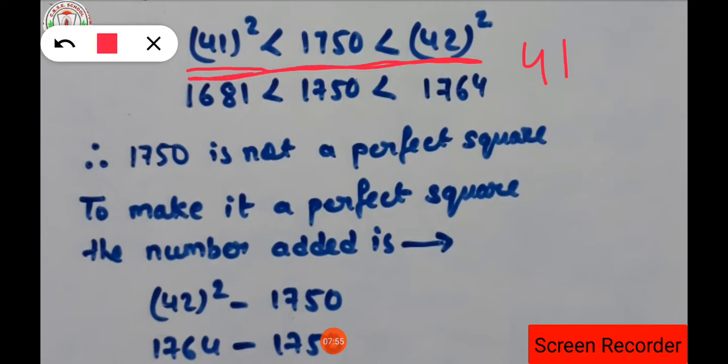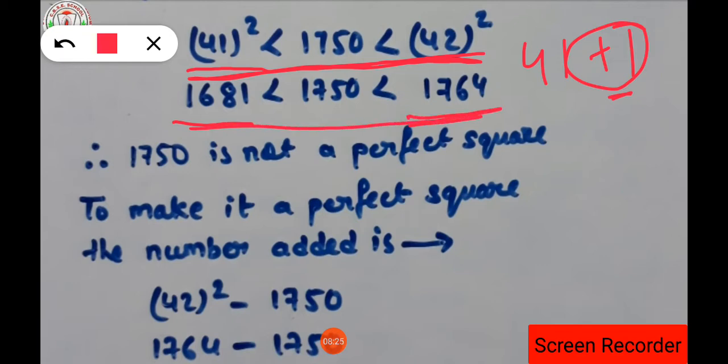Now we are going to find the square of this number. Why are we taking 42 here? Because 1750 will be greater than 41 square but less than 42 square, not more than that. That's why we are taking one step above it. Okay, so the square of 41 will be how much? 1681, and the square of 42 will be 1764. So this will be the number.